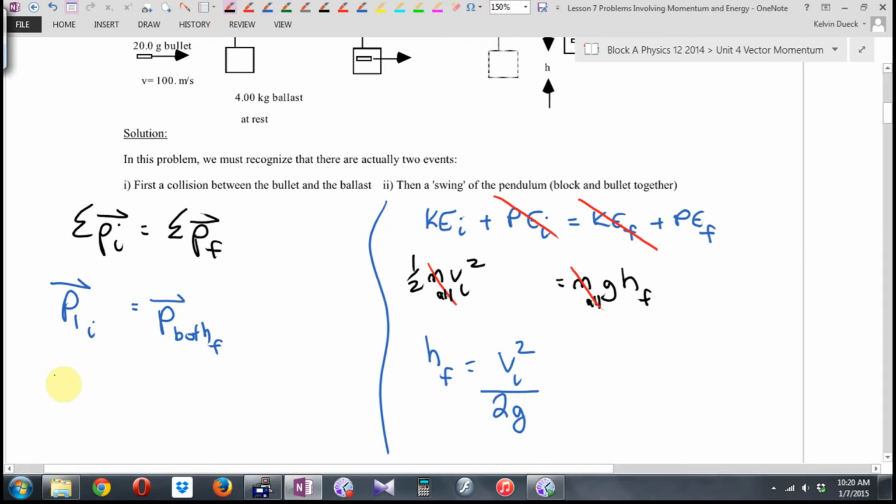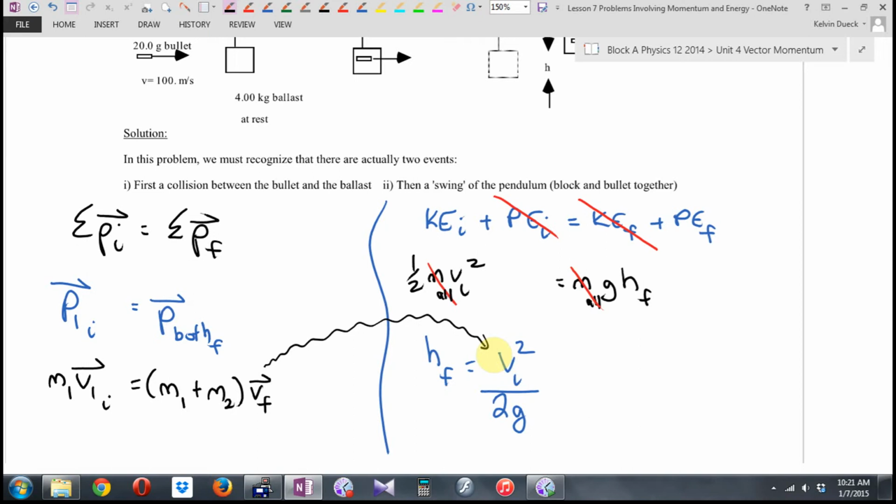Momentum is m1 v1 initial equals (m1 plus m2) v final, where I think, Kyle, this v final is v initial after the collision when they move up. We've seen this before, Ty. We've looked at situations where there was a before and after, and the final of the before became the initial of the after situation, right? Yeah?